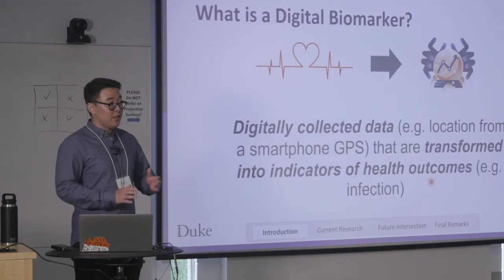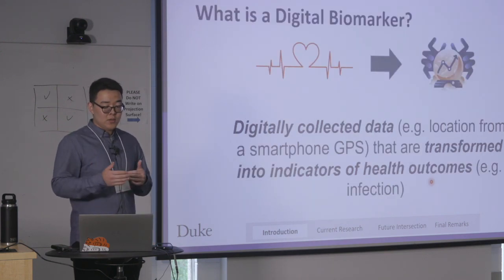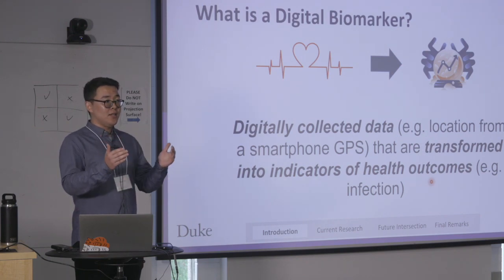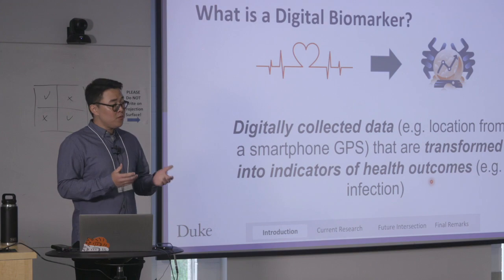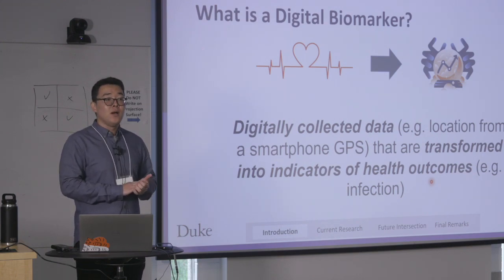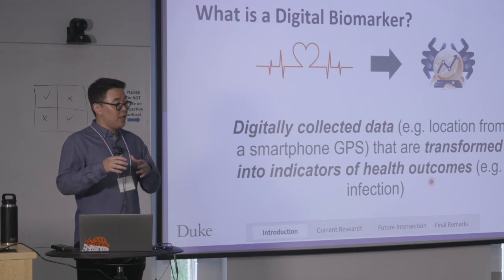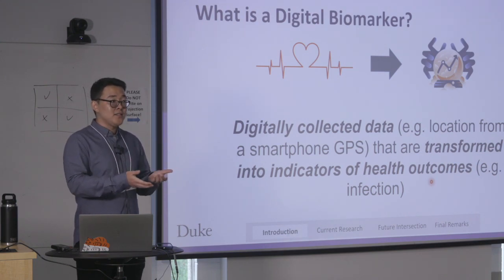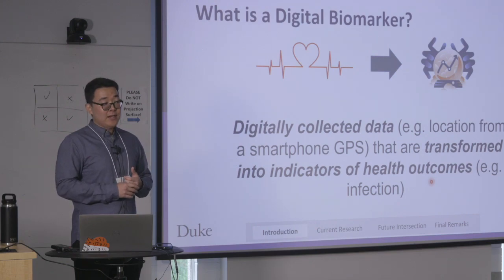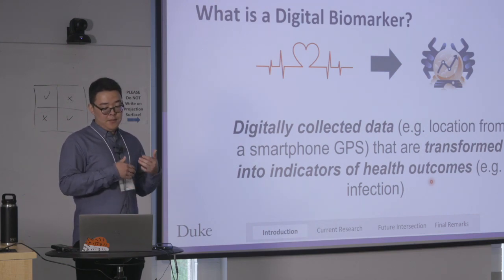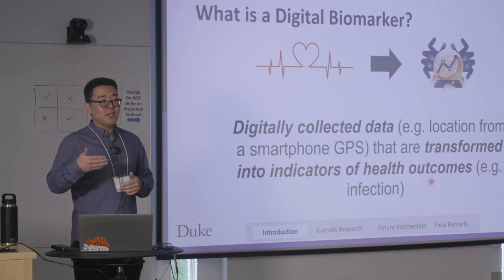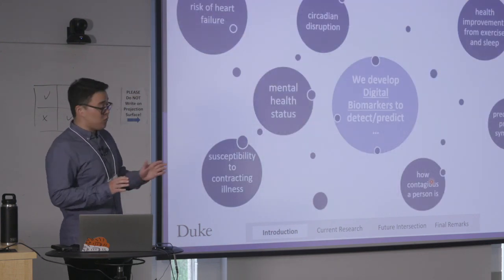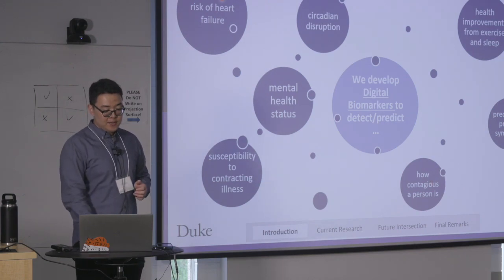One other term that I want to briefly define before we continue is digital biomarker. This is a common term in the digital health space, and it refers to data that's been digitally collected. So your location from your smartphone GPS data is referred to as a digital biomarker in our space. It's used as an input to better indicate a future health outcome.